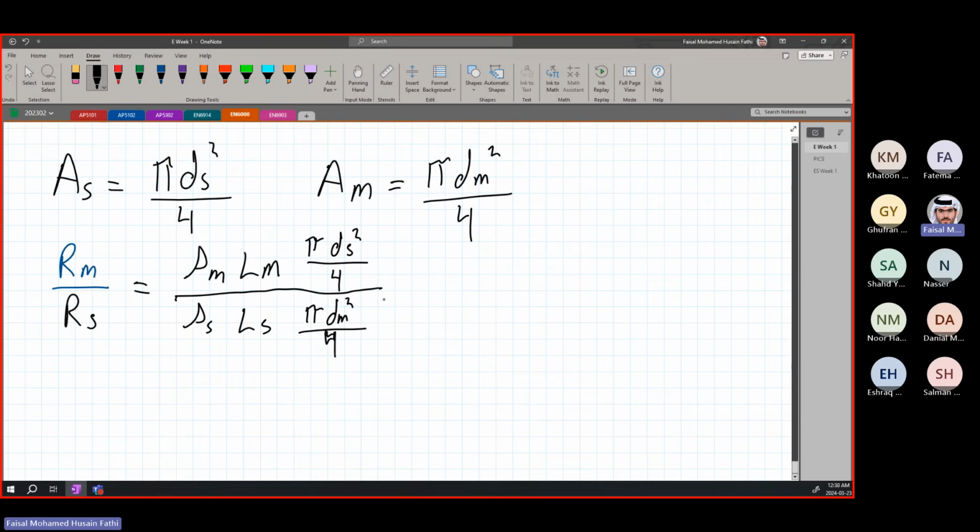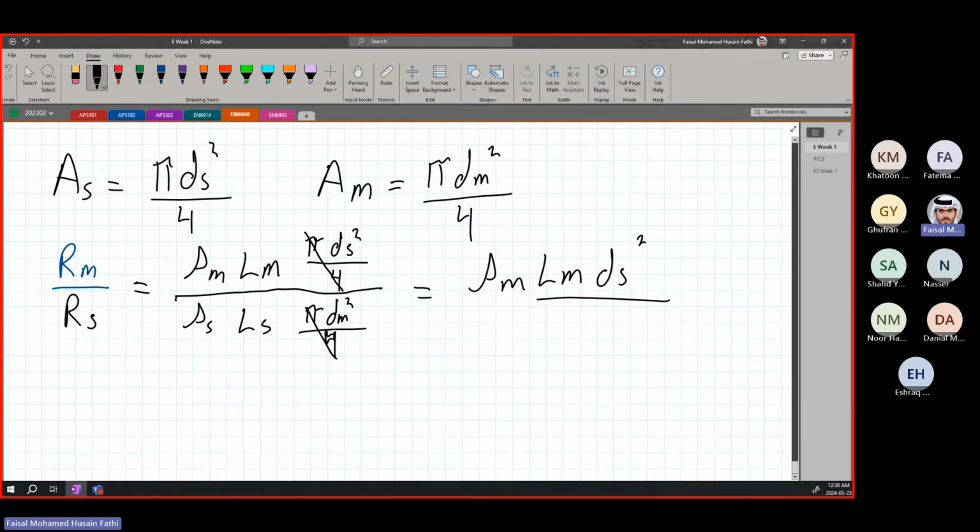The pi over 4 will cancel with the pi over 4. So this will be simplified to rho M Lm ds squared over rho S Ls dm squared. As you can see, there's a lot of math that you need to know how to do here. It's mostly the math part rather than the actual electrical part that you need to do solving for.